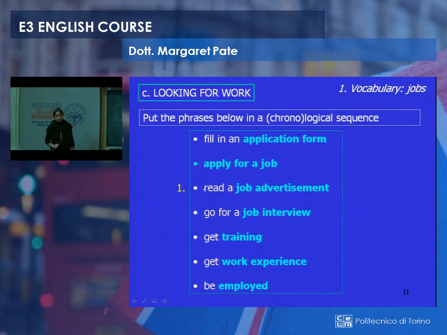After that, go for a job interview? No. Look carefully. Fill in an application form. Apply for a job. Decide that you're going to ask for the job, and then they will send you maybe, or look for the application form online, which you fill in, complete. Then, if you are lucky, you will go for a job interview where you have to talk directly to your new employer. Then, maybe you get some work experience, you get trained, and if you're really lucky, you get a job at the end of all of that effort.